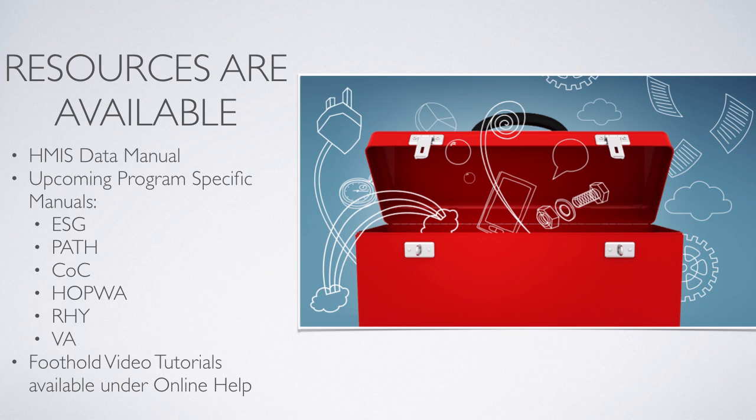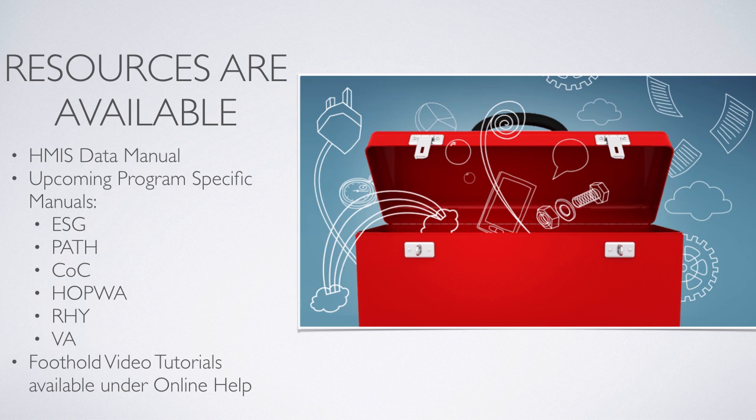Before we actually get started into what's changing, I do want to make sure you're aware of the resources that are available. First off, HUD has developed an HMIS data manual that's very valuable. We have the link in the email that contains this video, so you'll be able to go and access that. But in the future, they're actually coming out with program-specific manuals. So if you have an ESG program, there are some data fields that are conditional on what program they're actually going to be recorded for.